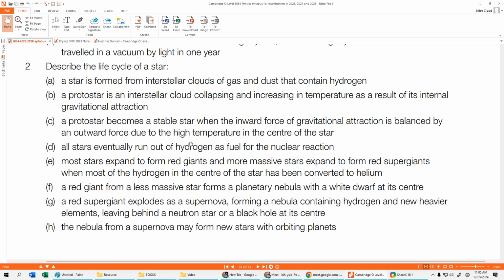এই হাই টেম্পারেচার কোথা থেকে আসলো? Where did this high temperature come from? The fusion. No, from the fusion process. Okay. So এই বুলেট পয়েন্টটাতে ফিউশনের কথা মেনশন করা নাই, বাট এই হাই টেম্পারেচারটা প্রডিউস হচ্ছে ফিউশন থেকে। D number, all stars eventually run out of hydrogen as fuel for the nuclear reaction.